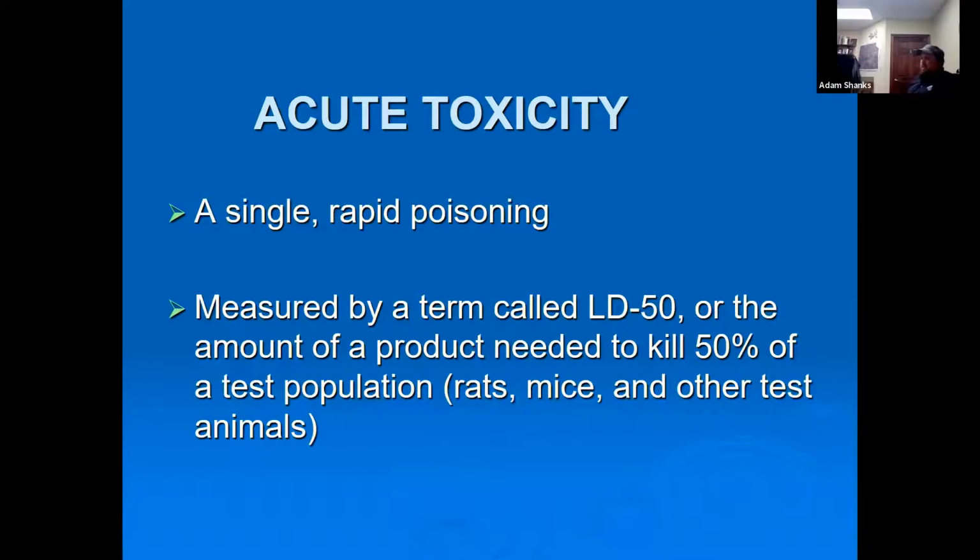So acute toxicity, that's just a single rapid poisoning. It's measured by the LD50. And what the LD50 is, it's kind of like your golf score. The lower it is, the more toxic. What it means is that's the amount of a product it took to kill 50% of its target. So a lower number means it took less of this product to kill 50% of its target. So that means it's more toxic. That's why a lower LD50 number has a more toxic level.